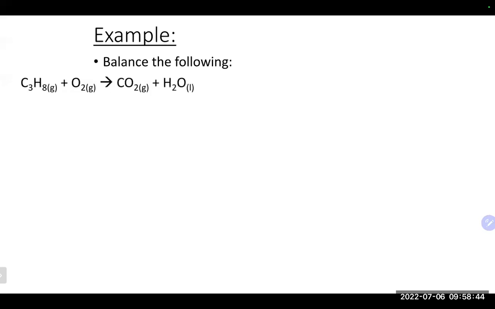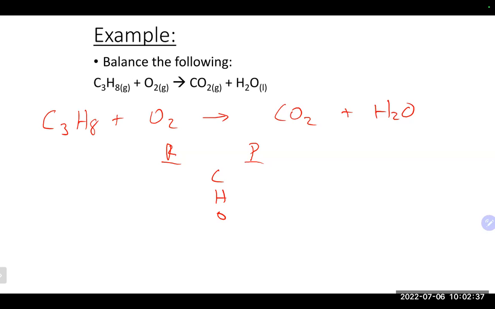All right, then let's do this one next. Okay, so doing our little table here, we got 3 carbons on the left, 1 on the right. We got 8 hydrogen on the left, 2 on the right, 2 oxygen on the left, and then once again we got oxygen in a couple places here, so we have 3 total there on the right-hand side.